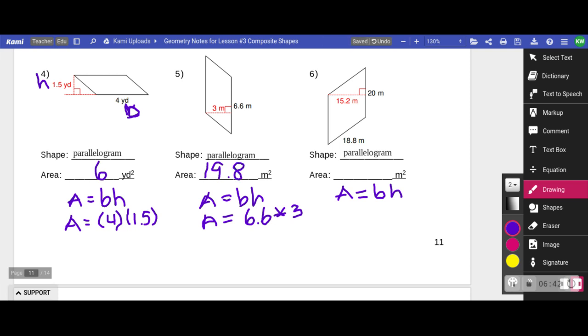And then lastly, we're going to do this next shape. Now there's 3 dimensions that they give you. They say that that is 18.8. They say that this is 20, and they say that this is 15.2. We're going to have to use the sides that form right angles with each other, which means we're not going to use the side 18.8 to find the area. So we're going to do 20 times 15.2 because they form a right angle with each other. So go ahead and plug in 20 times 15.2, and you're going to get 304.